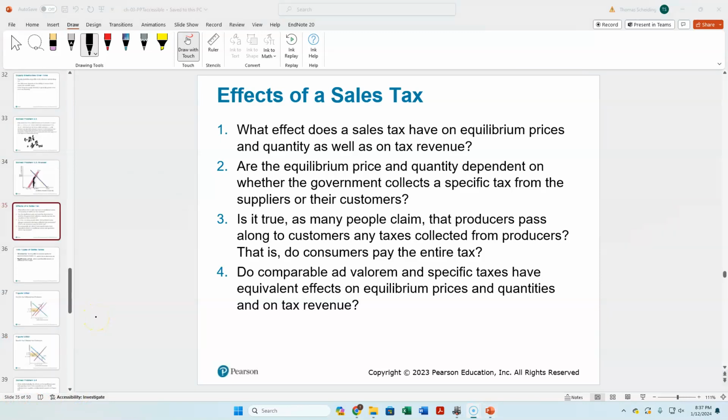Okay, so for taxes, we have two kinds of taxes. In general, we have specific taxes and ad valorem taxes. Specific taxes are sometimes called quantity taxes. Ad valorem taxes tend to be a percentage of the purchase price. So our question would then be, as we impose taxes, what effect does this have on equilibrium prices? It actually depends on the elasticity.